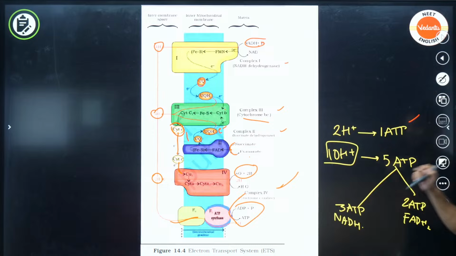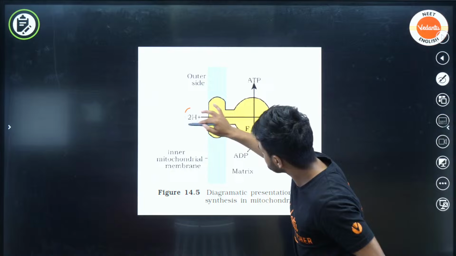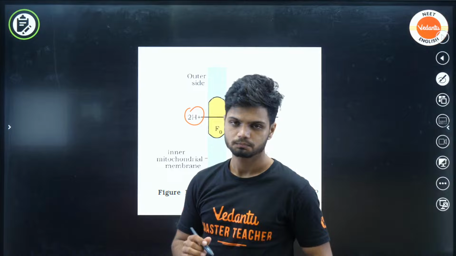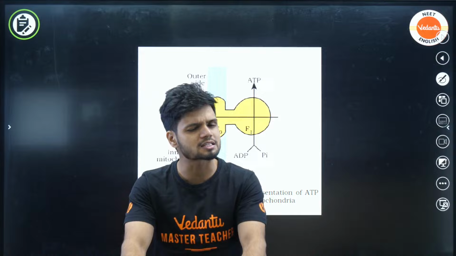Now, 2H plus gives 1 ATP. In total, we have 10H plus. So, 5 ATP, out of the 5 ATPs, 3 belong to your NADH and 2 belong to your FADH2. See here? 2H plus, ADP is getting converted to ATP. Electron transport chain, done and dusted. That's your electron transport chain. Clear? Does anyone have any doubt in the electron transport chain? You can ask me right now and I'll clear your doubt. Okay?